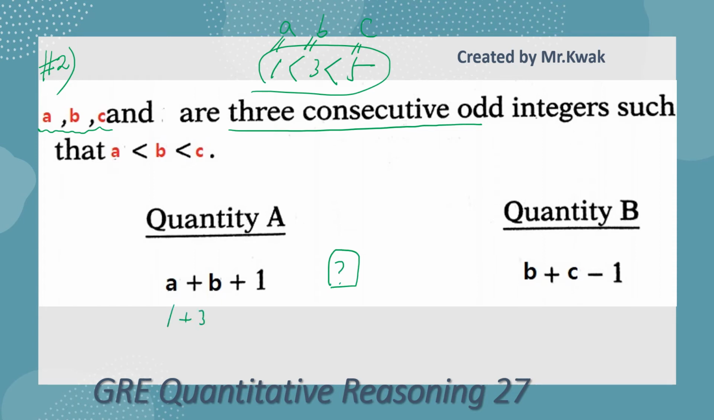1 plus 3 plus 1. In that case, the left side, quantity A, is 5. What about quantity B? 3 plus 5 minus 1. 8 minus 1 equals 7. So quantity B is larger than quantity A.